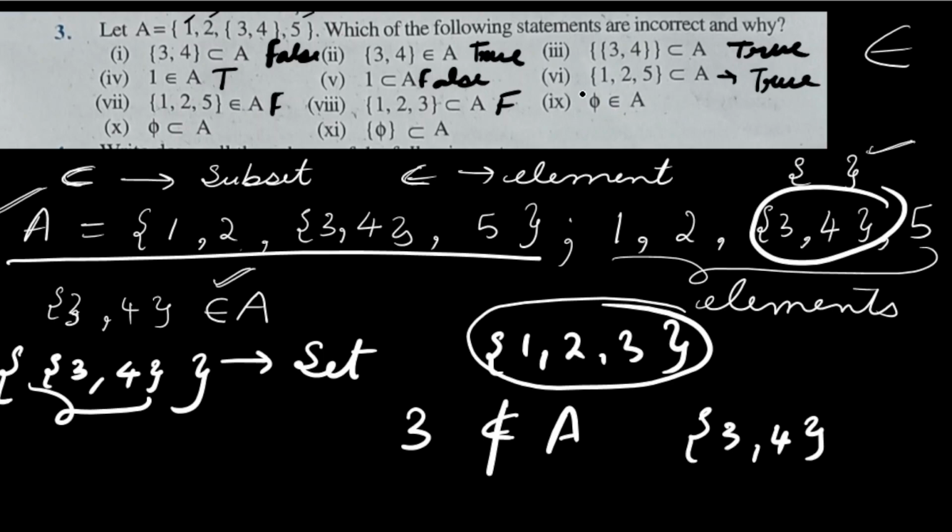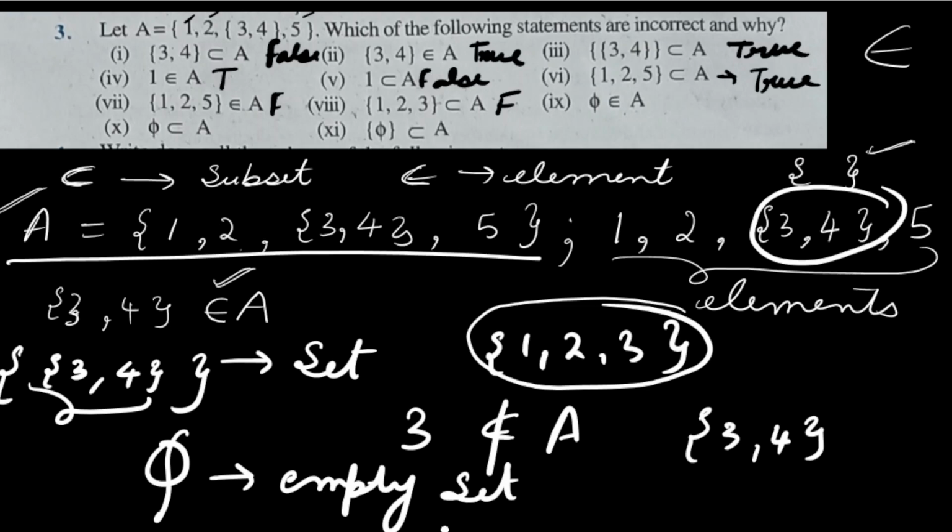The next, 5 belongs to. See, 5 we used to write, this is an empty set. It is a set itself. We don't have to write 5 inside the curly braces. Since it is a set, with set we can't write belongs to. We always have to write subset, which means this is also incorrect, means false. Now {5} is a subset of A. This is correct. Just now I've explained because {5} is a subset.